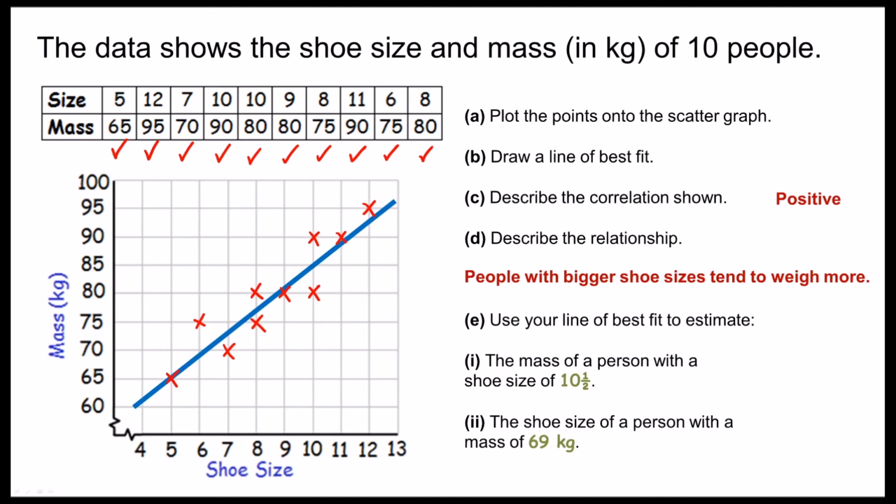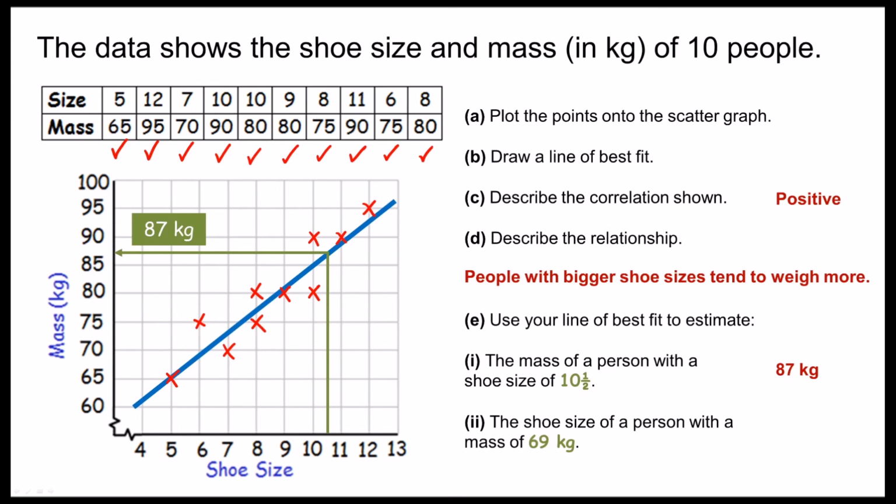Lastly, Part E asks us to use our line of best fit to estimate certain answers. So, if I'm asked to find the mass of a person with a shoe size of 10.5, I would first find 10.5 on the shoe size axis and draw a line that goes up to my line of best fit and then across and find out what mass we would expect them to have. So I can see the mass of a person with shoe size 10.5 would be roughly 87 kilograms. It's really important that you get in the habit of drawing this line on, because if you're asked to do this in a test, this is considered part of your working out.